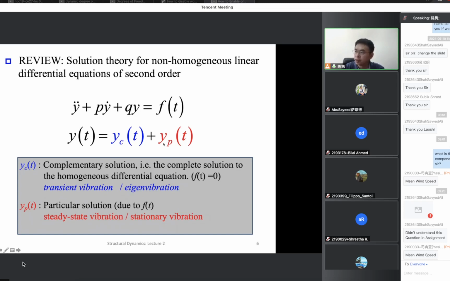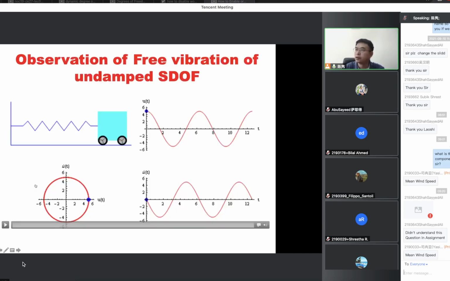And the second part is a particular solution, which depends on the external force, the form of this part f(t). This is also called steady state vibration or stationary vibration. So in today's lecture, we only consider this part. In chapter 3, we will start to consider the particular solution due to external force. So now it's 0 here, for the complementary solution part.